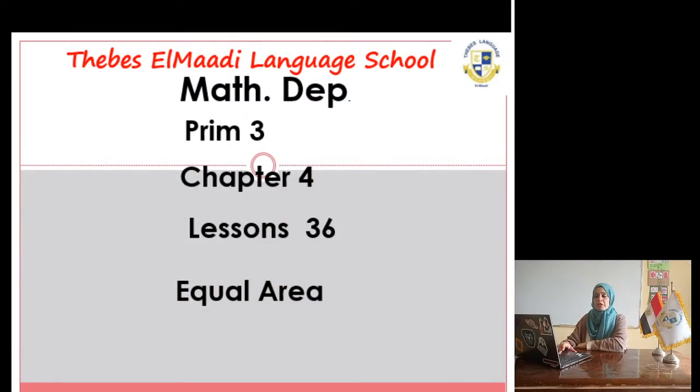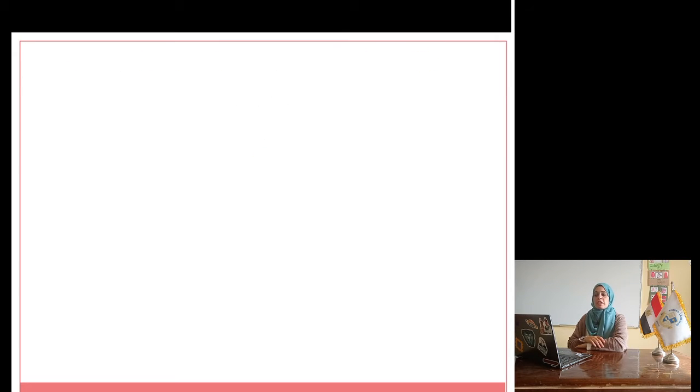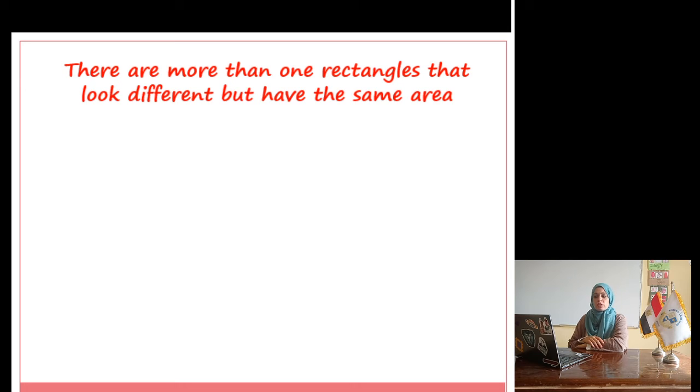We are still talking about the area. Now we're talking about equal area. There is more than one rectangle that looks different but has the same area. That's right, you can draw rectangles with different shapes, like this, standing or sleeping or tilting. They still have the same area.